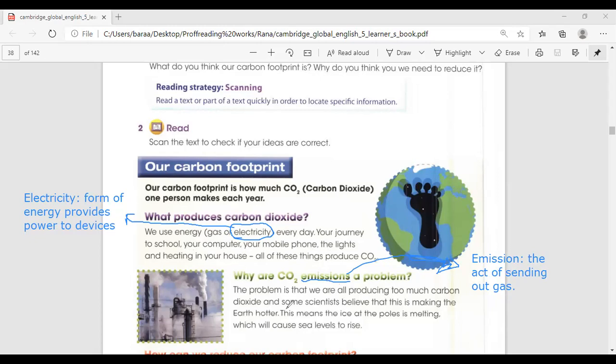And why are CO2 emissions a problem? So why is it a problem? Because some scientists believe that this is making the earth hotter. So this necessarily causes the poles to melt. Okay.